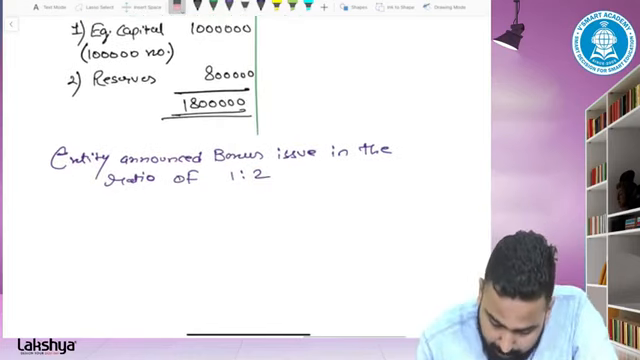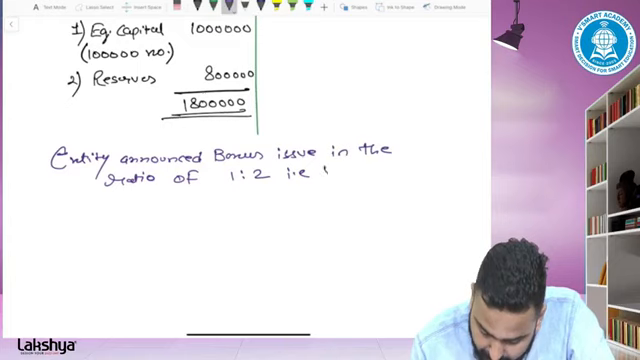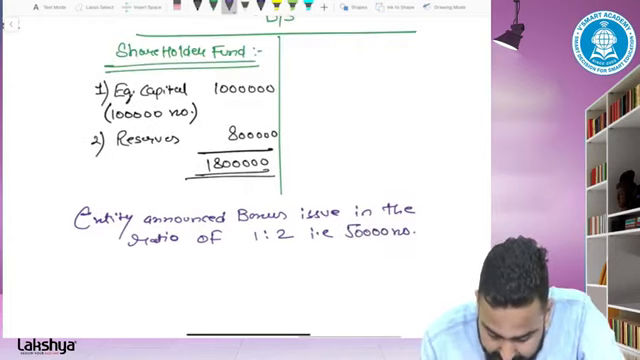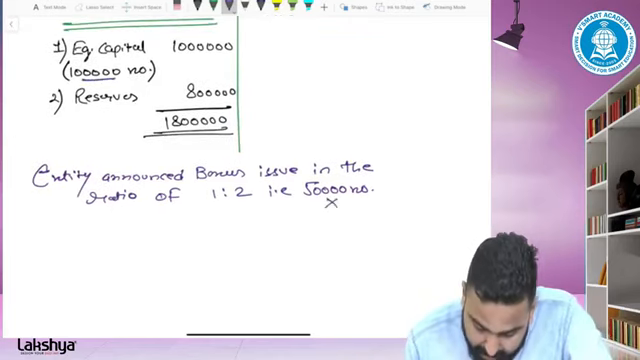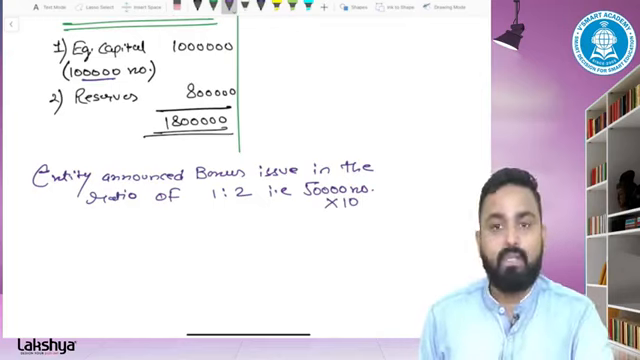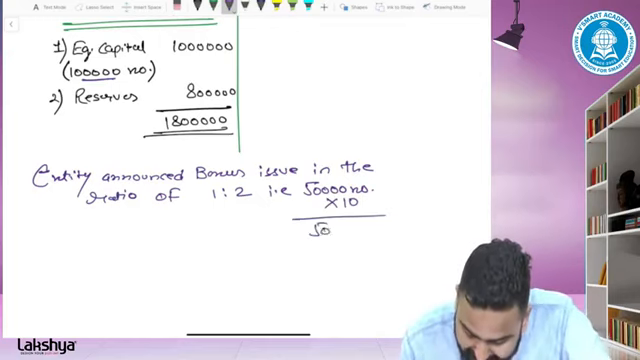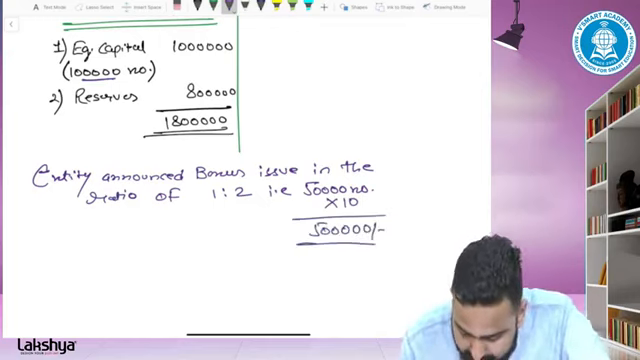So basically the bonus is 50,000 numbers. How come 50? It was a 1 lakh number. So bonus is 50,000 numbers. 50,000 numbers into 10, so the bonus will be 5 lakh.